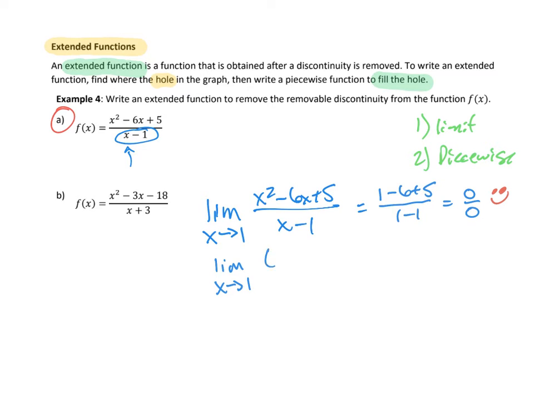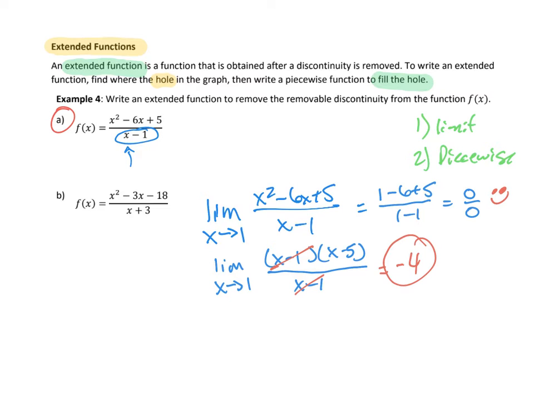So we're going to factor the numerator. I think that's just x minus 1 and x minus 5. And then the denominator, of course, has an x minus 1. So we can cancel the x minus 1s and then do substitution again. This time we get 1 minus 5, which I think you'll agree is negative 4. So our limit as x approaches 1 is negative 4.